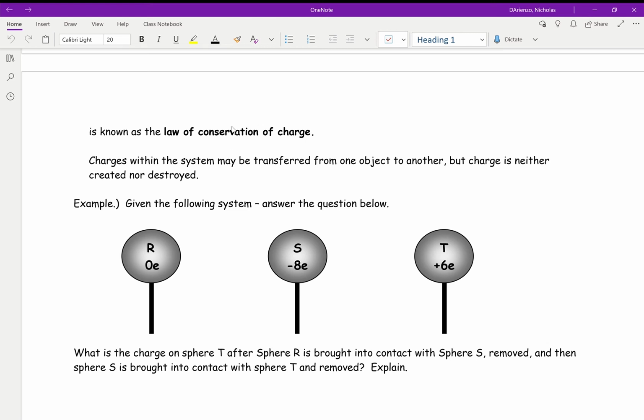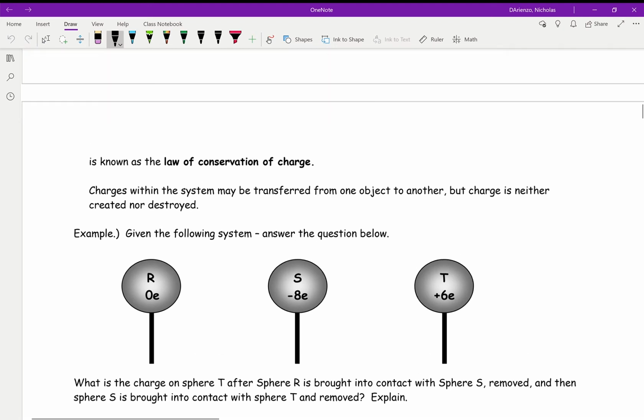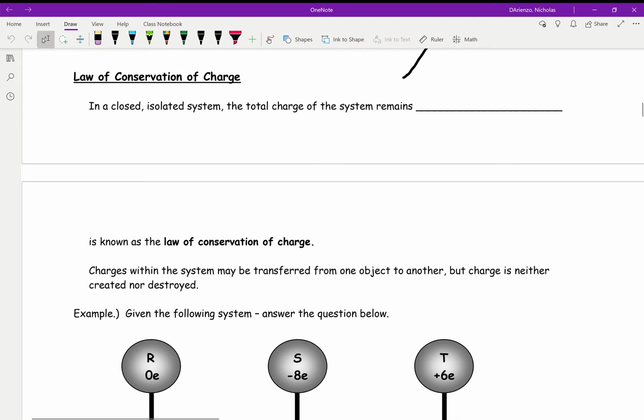Hey everyone, welcome back to our lesson on electrostatics. We're going to continue with this topic, and we're going to start talking about the law of conservation of charge, which is up here a little bit.